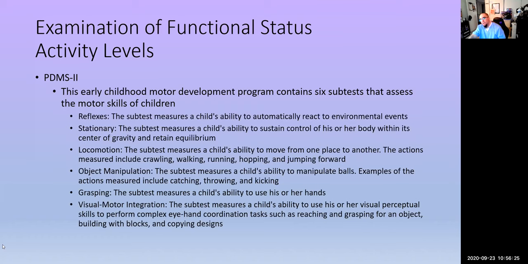So it looks at motor development, right? This looks almost exactly like what you guys learned in growth and development, some of the stuff that we're going to measure. It measures reflexes, right? So we're going to see how they do reacting to the environment. It tests our stationary ability, the ability to sustain control of the body within a controlled environment.